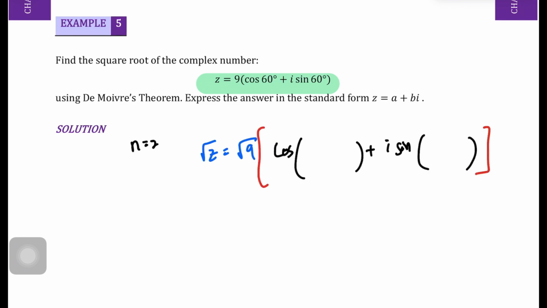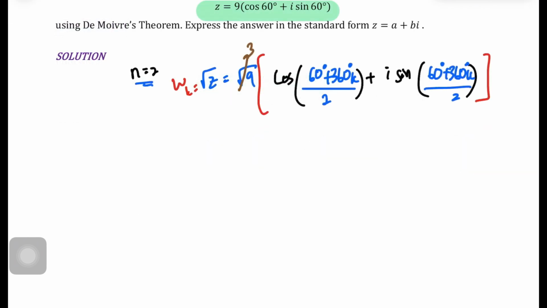Now let's work out on your angle. Okay, your angle will be 60 degree, divide with your n. Your n now is 2, so divide with 2. Don't forget to plus 360 degree k. So the value here will also follow like this. And your k will start from 0, 1 and so on, and we stop at n minus 1. So 2 minus 1 is 1, so our k will stop at 0 and 1.